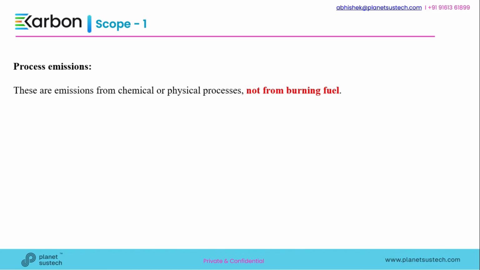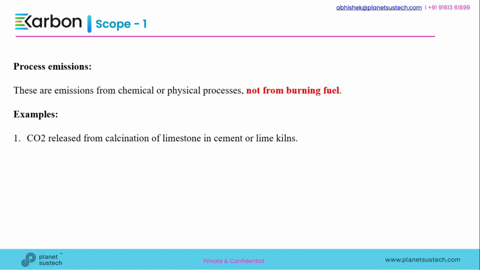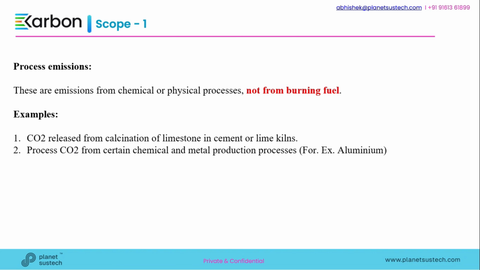What is process emissions? These are emissions from chemical or physical processes, not from burning fuel. Examples: carbon dioxide released from calcination of limestone in cement or lime kilns. Process carbon dioxide from certain chemical and metal production processes.